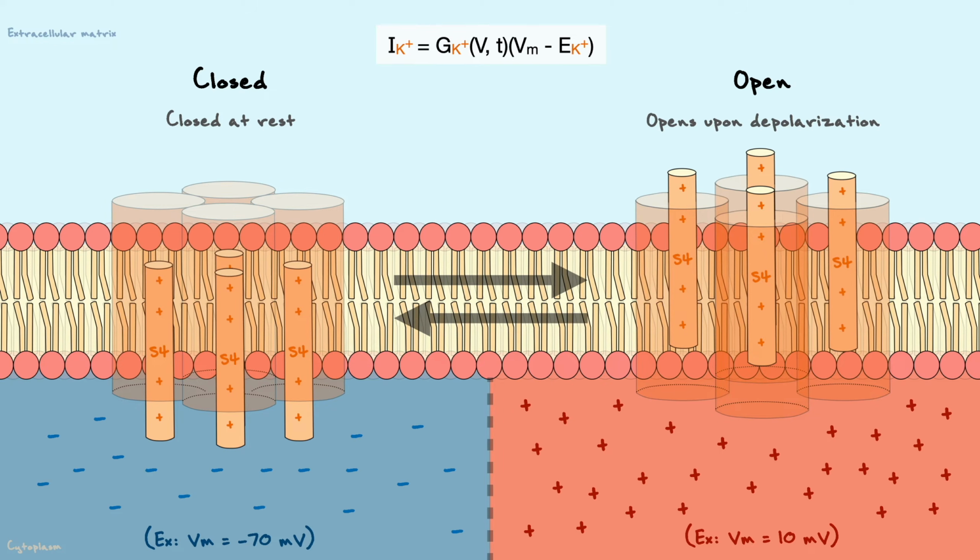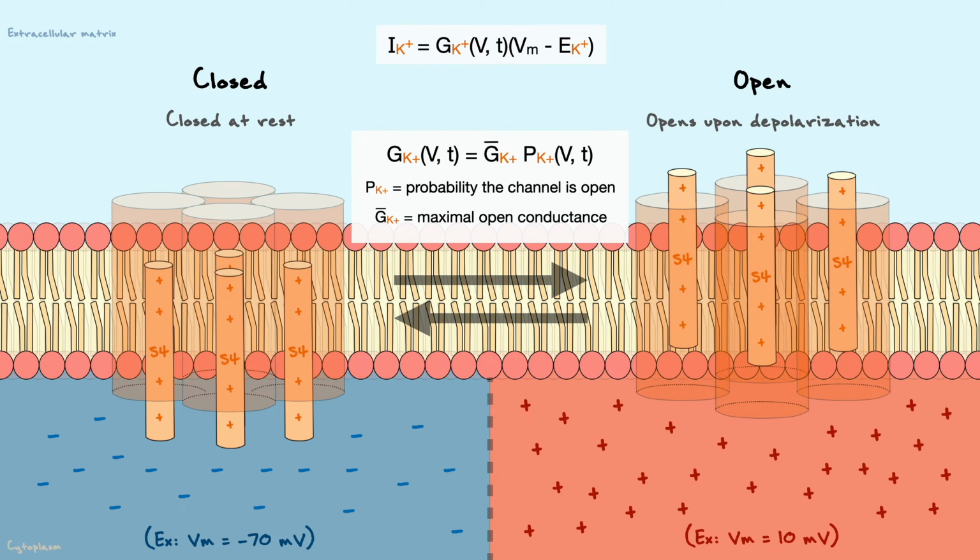Hence, when we think of the conductance, which relies on the channels being open, we can describe it as the product of the probability of the channels being open times the maximal open conductance, here represented with a capital G with a bar. Since the maximal conductance is a constant, you will notice that now the voltage and time dependence have shifted on the probability.